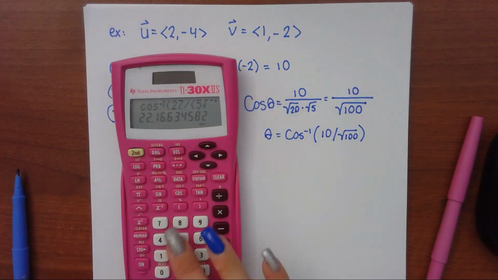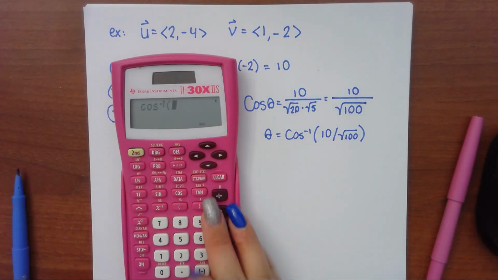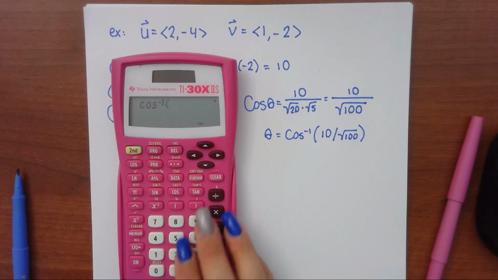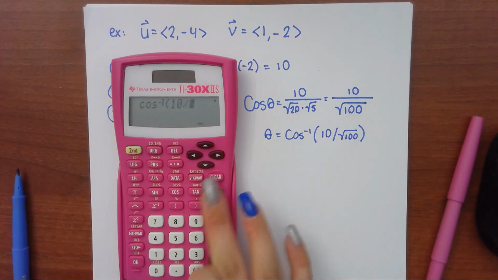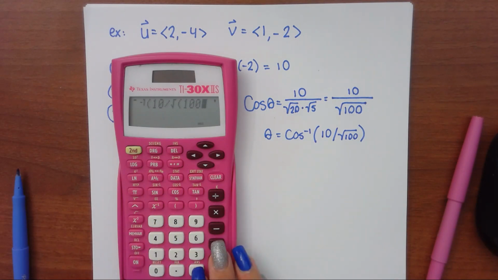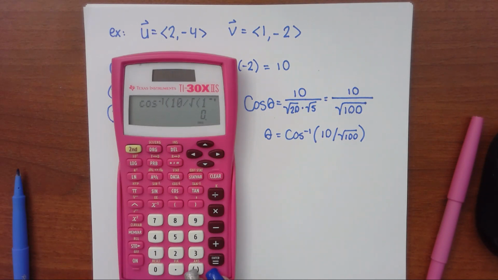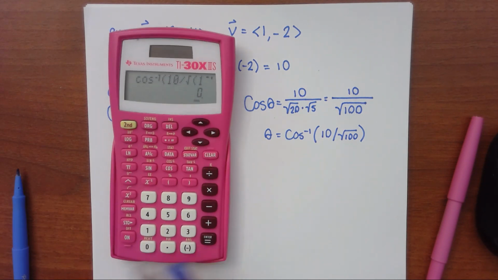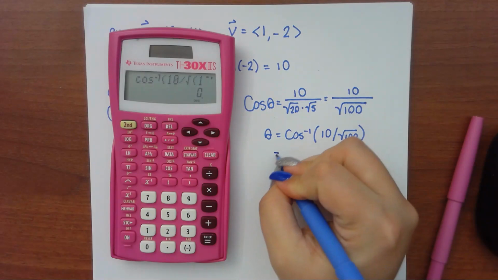So second cosine, 10 divided by the square root of 100. And in this case, my angle between is 0.